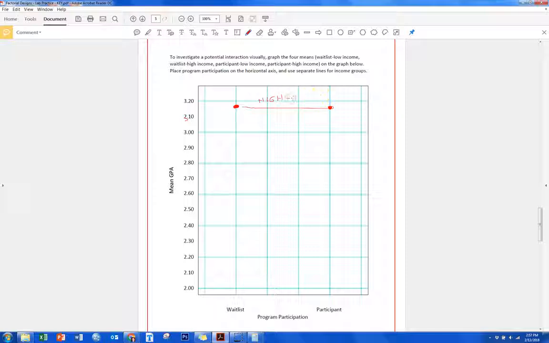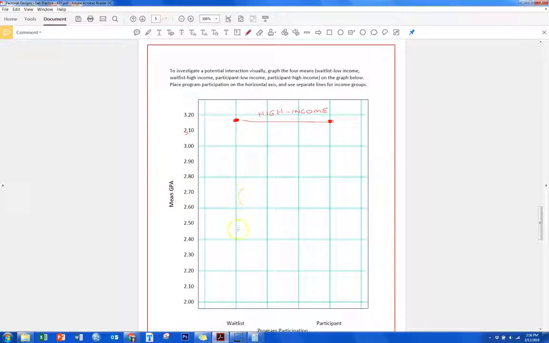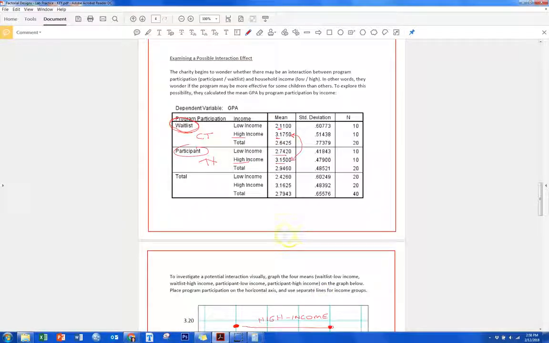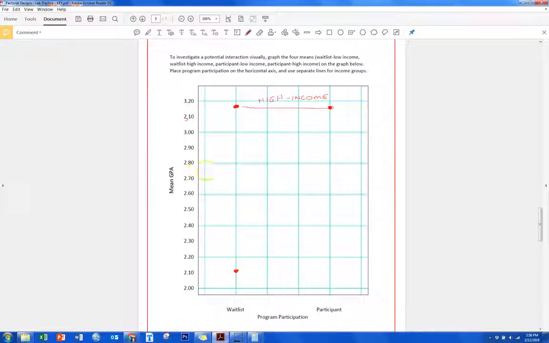High income. So whether they're in wait list or participant groups, there doesn't seem to be much of a difference. Okay, now what about my low income kids? Low income wait list is 2.11. So 2.11, 2.1, right around here. See how big a difference right there. What about low income participant? It's 2.74. Okay, 2.7 is here, 2.74 is going to be about right there.